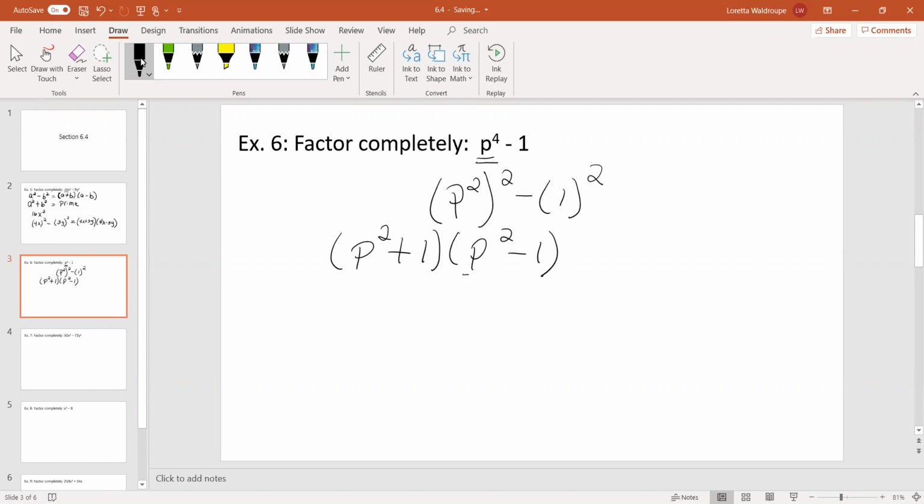Now, if you look, these are perfect squares again. P squared is a perfect square, and so is 1. But remember, I said when it's a plus, it's prime. So you can't factor any further. Okay? What do you square to get p squared? P and p. A plus and a minus. What do you square to get 1? A 1 and a 1. And you're done.